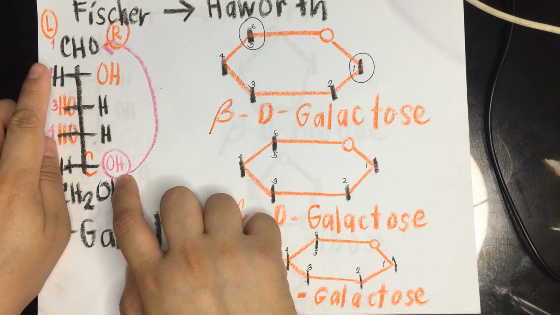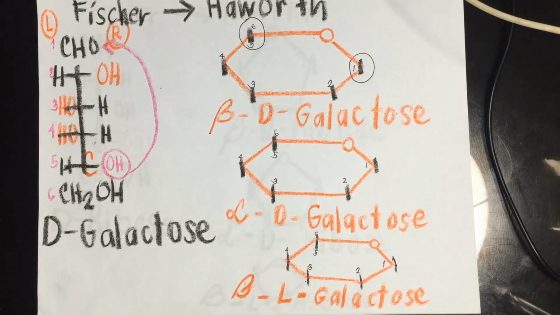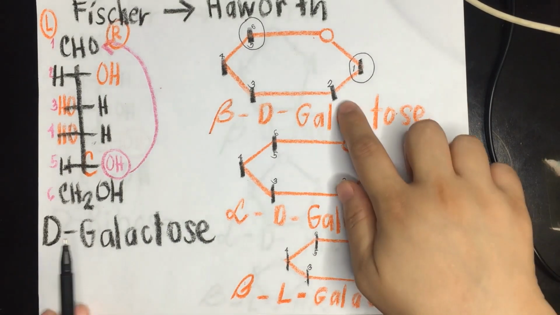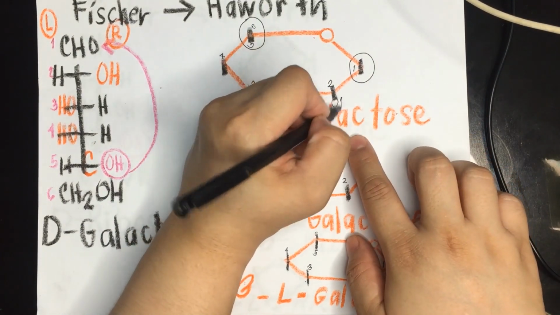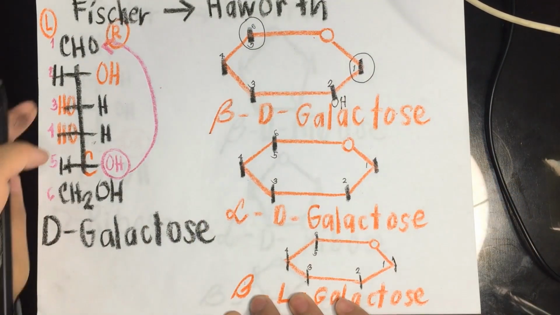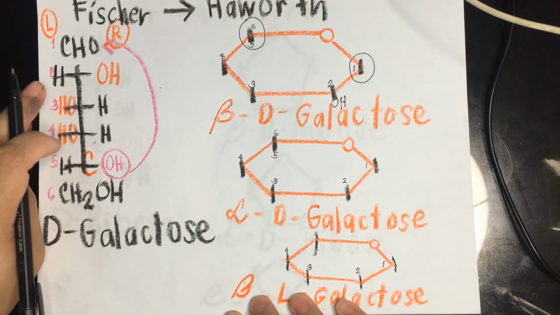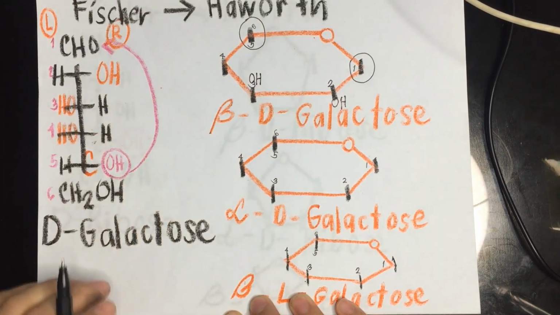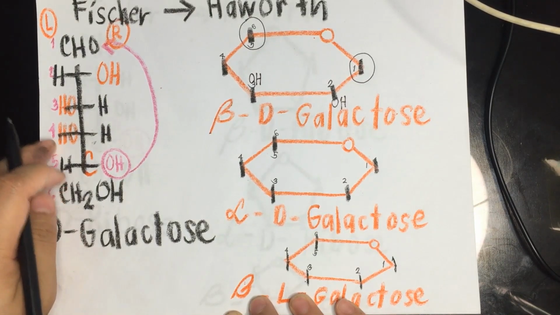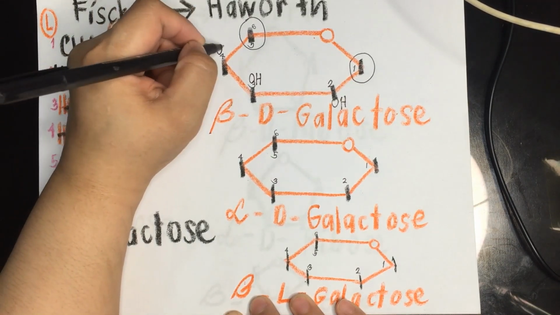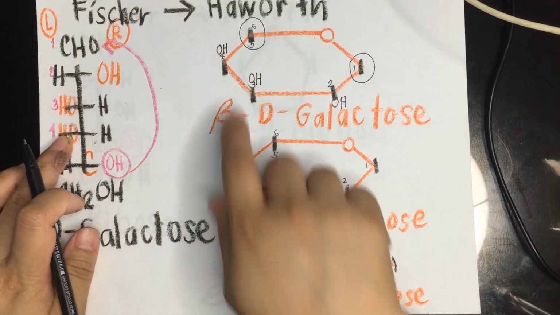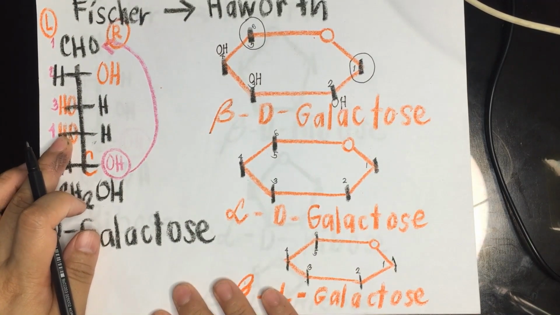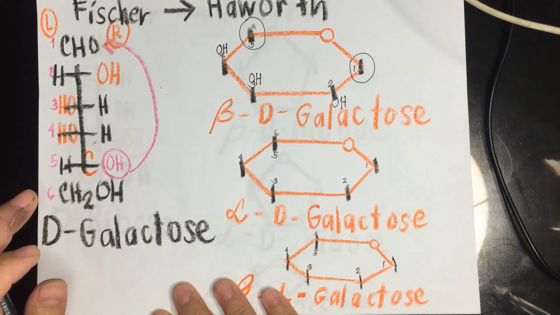We are going to start with carbon number 2. So in here, our hydroxyl group is located on the right side. Therefore, we are going to put it below. Next, number 3, our hydroxyl group is located on the left side. It means to say we are going to place it on top. Next, carbon number 4, it is still placed on the left side, therefore we are going to place it on top.